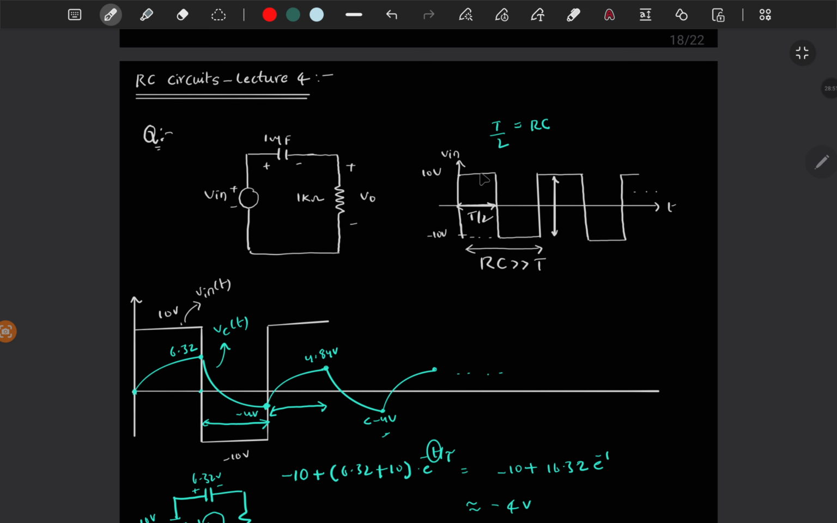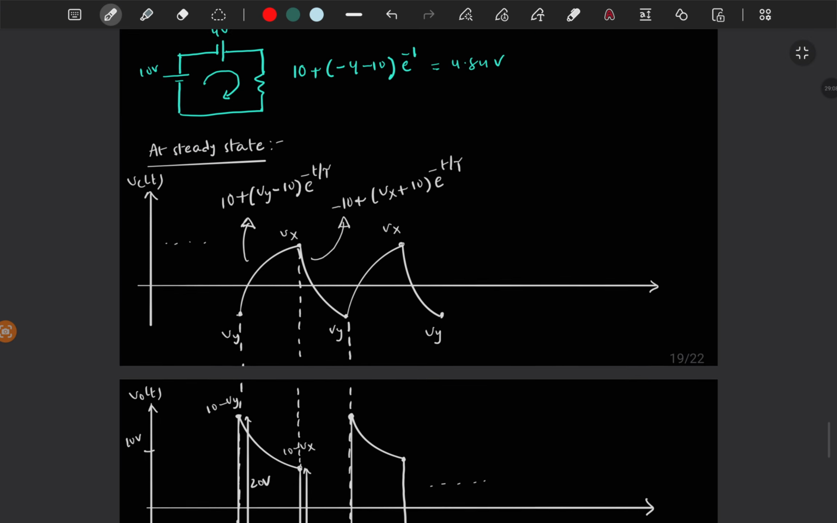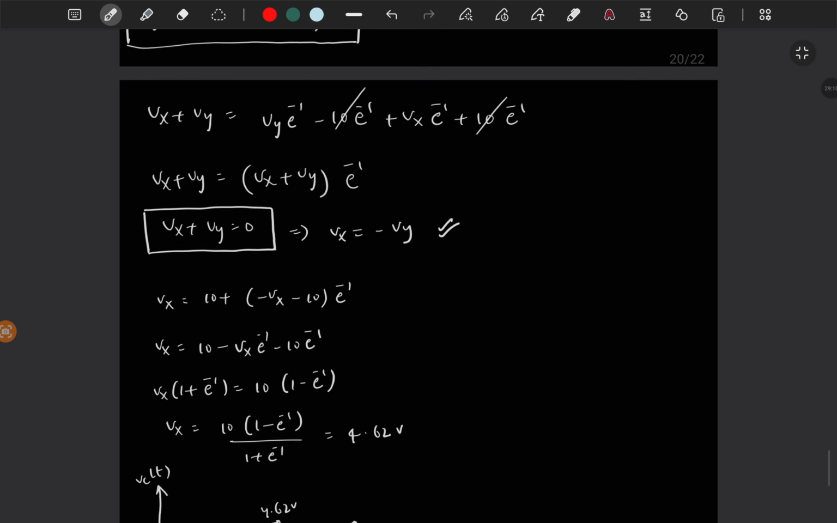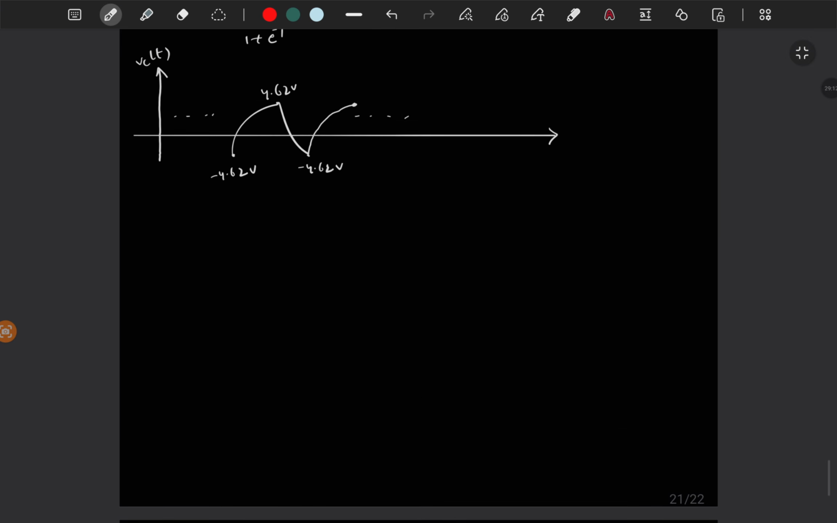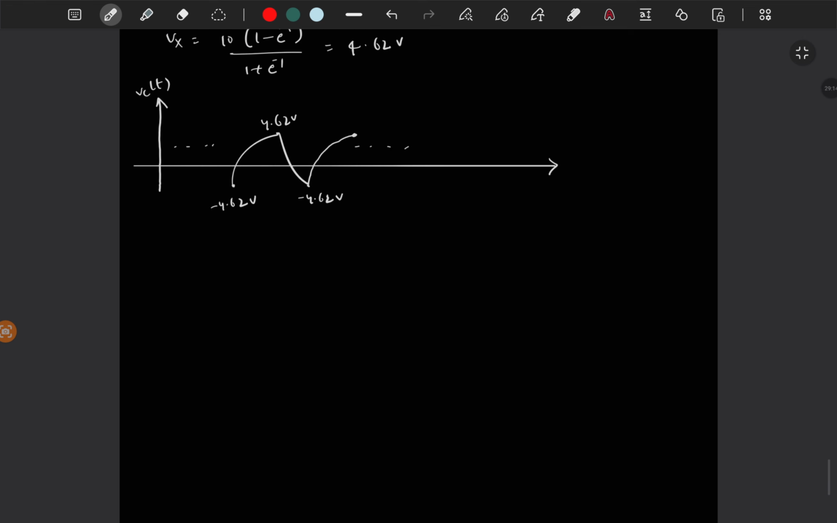If you want, you can also try with an even higher time constant. Here we have taken the duration to be one time constant, right? So you can try with the duration even lower, half of one time constant, and try to get the steady state waveform. Yeah, that is it for that circuit.